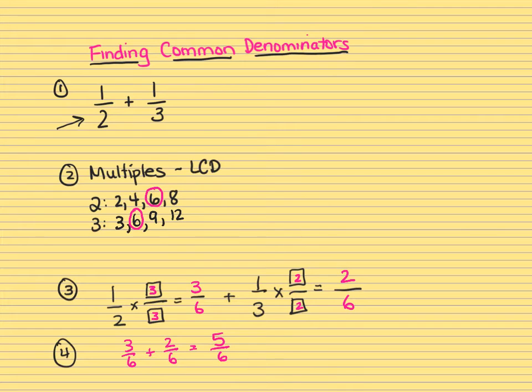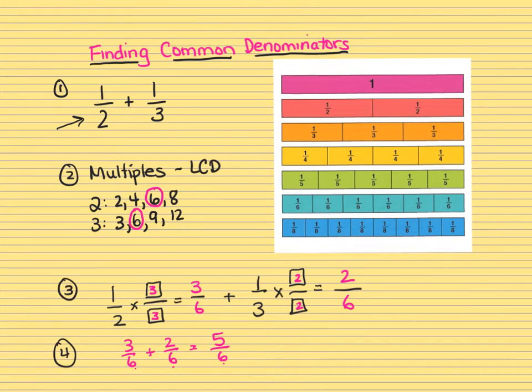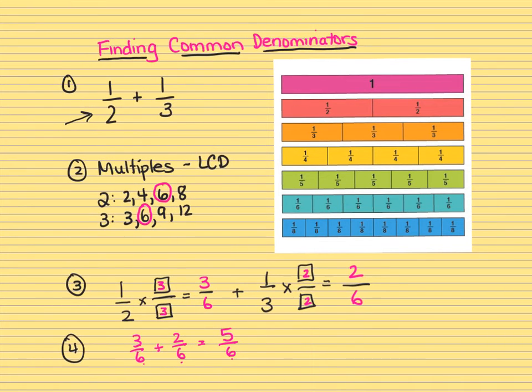And remember, you do not add the denominators. The denominators stay the same. You only add the numerators in this case. And we can visually see here in this fraction table how we couldn't add 1/2 and 1/3 together because they have different denominators. So we had to make them equivalent.